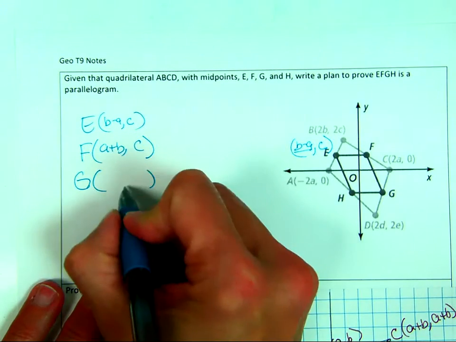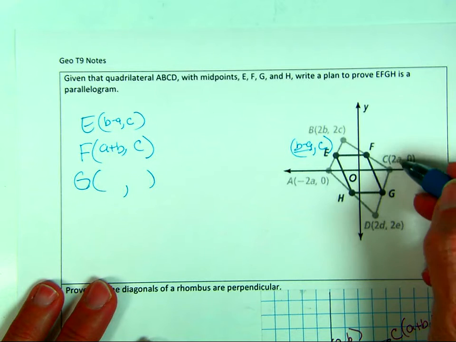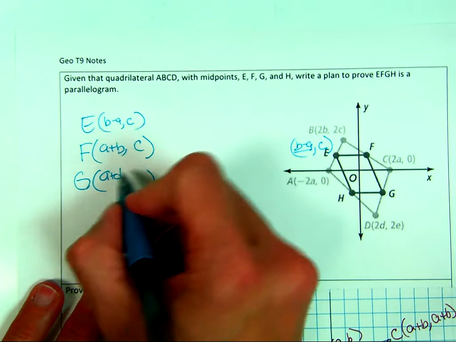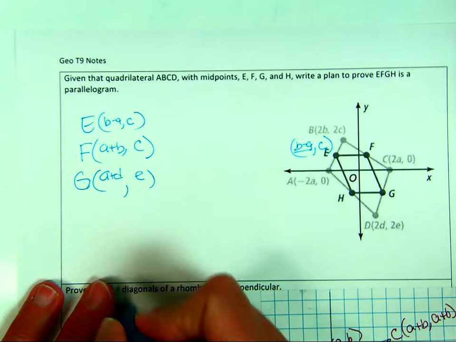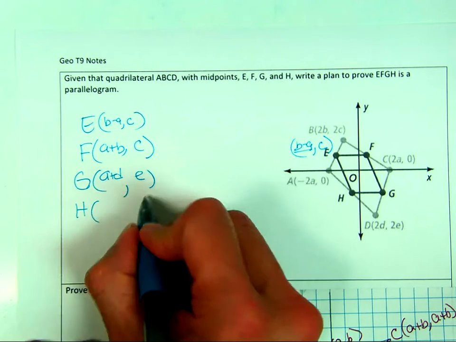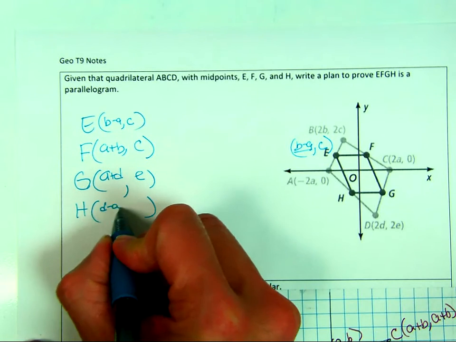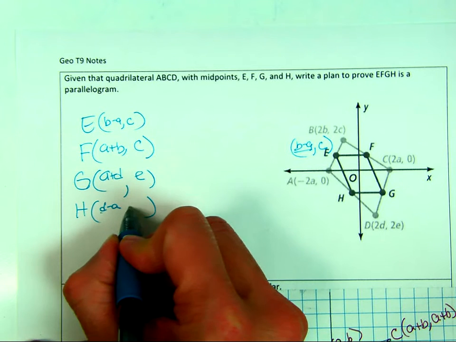And now for G, I've got to find the midpoint. So I'm going to add the x's and divide by 2. So that's A plus D, and add 0 and the 2E, and I get E. And finally H, and that's D minus A and E.